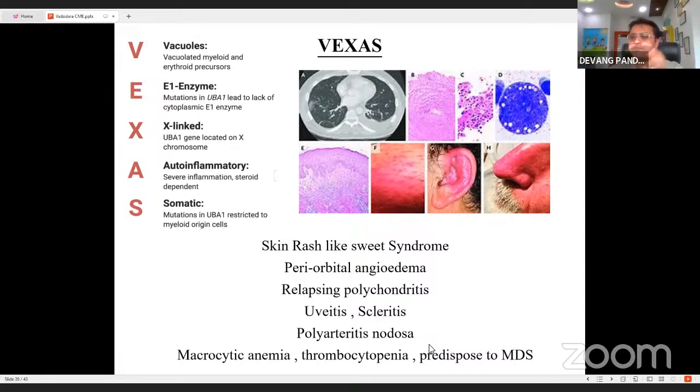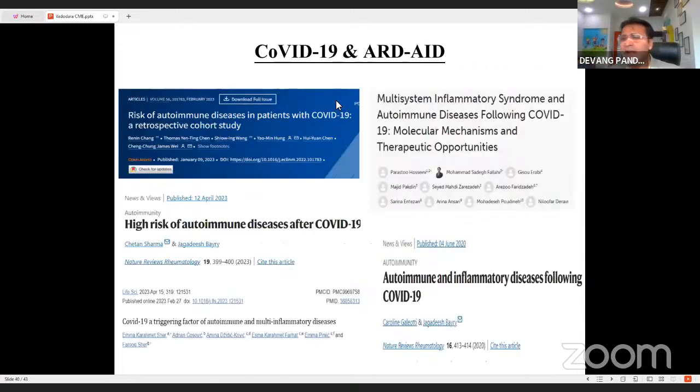So this is an example of autoinflammatory disease overlapping with malignancy, relapsing polychondritis, and polyarthritis, so rheumatic diseases. Again, it's an example in the adult. And now there are a lot of papers after COVID-19 that say COVID-19 is working as a triggering factor for many autoimmune diseases and many autoinflammatory diseases.